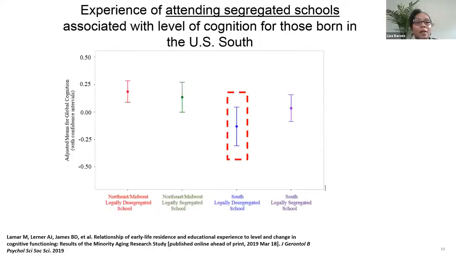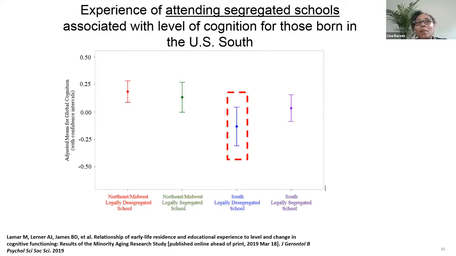And my final example is a study that we just recently published in the Minority Aging Research Study, where we looked at place of birth in the US and its association with level and change in cognition. And we found that those participants who were born in the South had lower performance on our cognitive function test, but there was no effect on change.